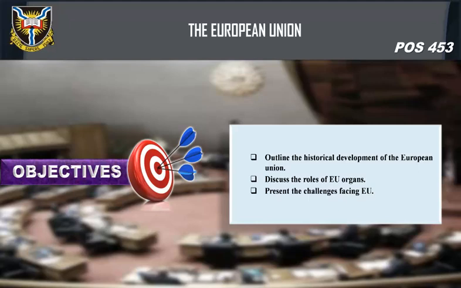Learning outcomes. 1. Outline the historical development of the European Union. 2. Discuss the roles of EU organs. 3. Present the challenges facing EU.